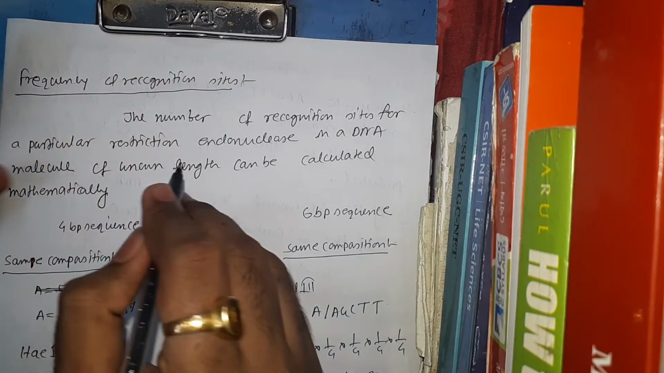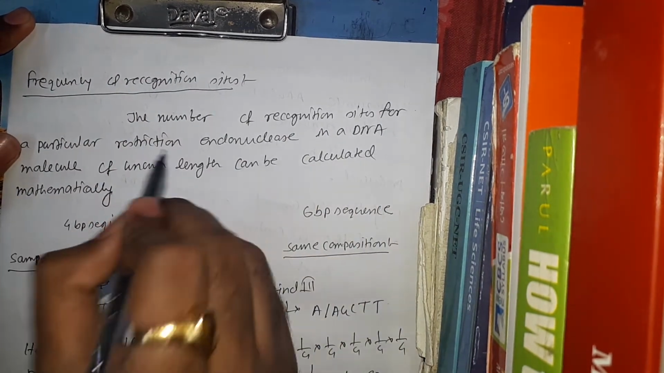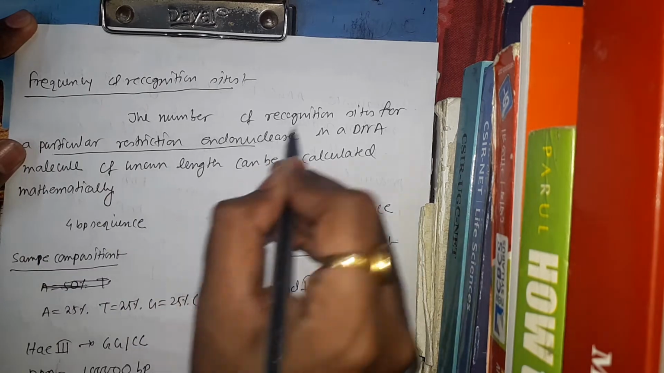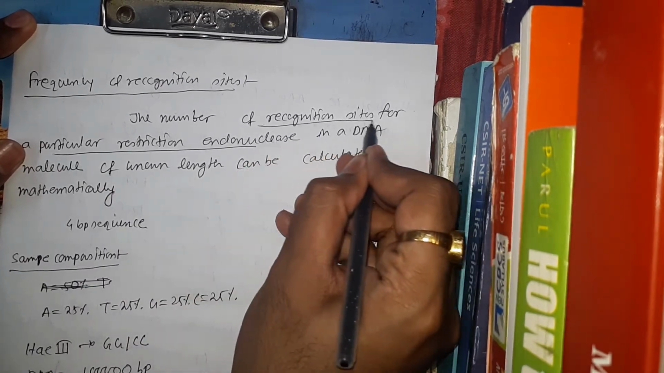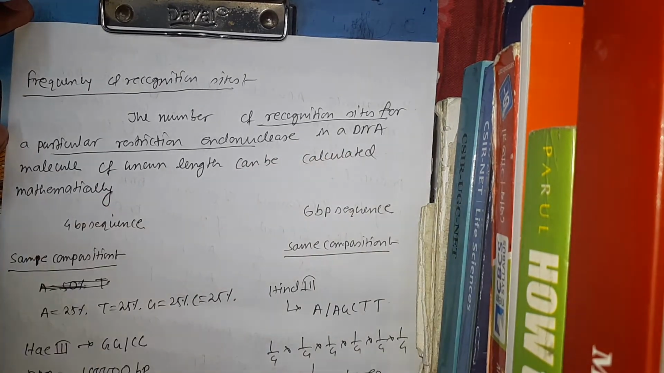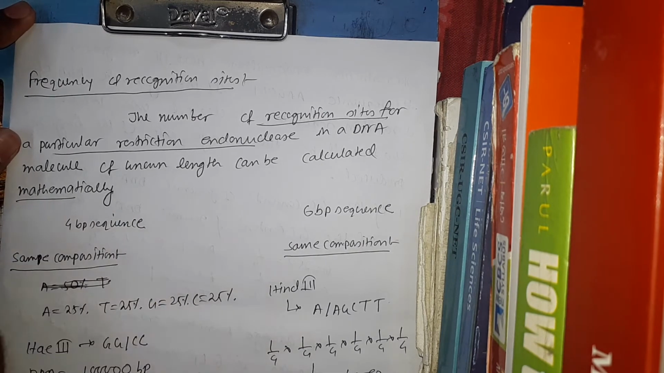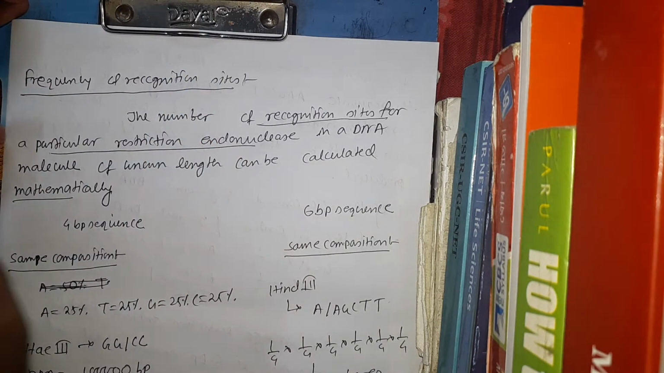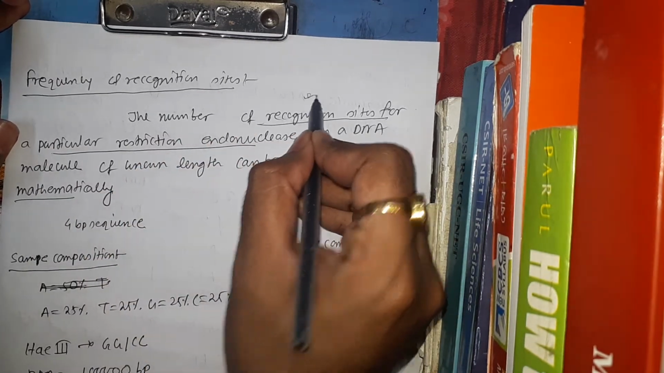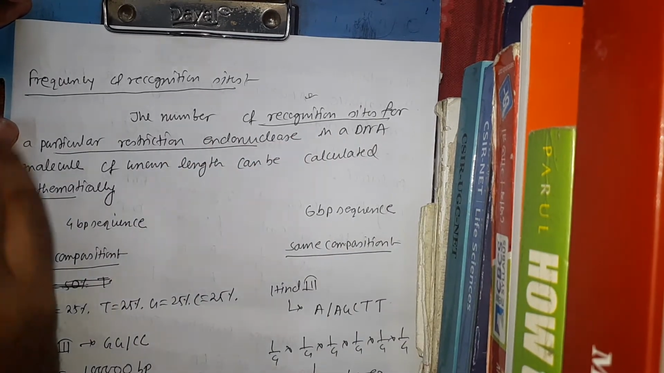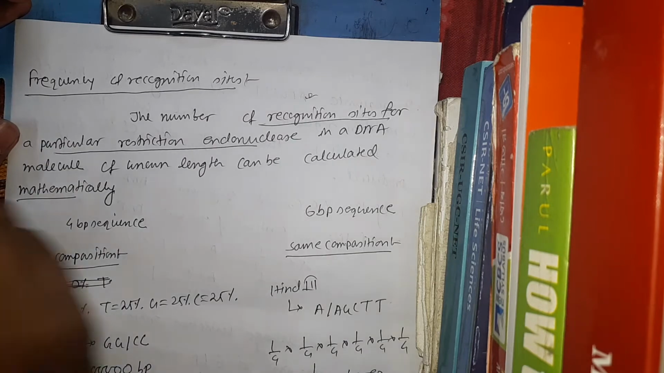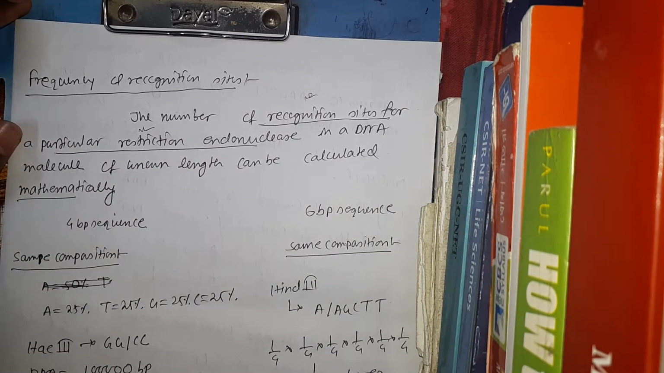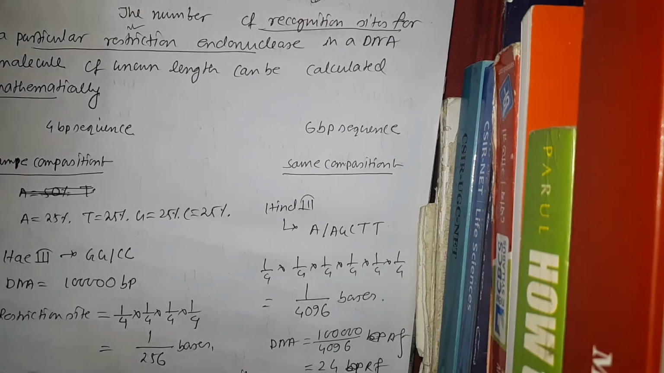The number of recognition sites for a particular restriction endonuclease in a DNA molecule of known length can be calculated mathematically. That is, how many recognition sites will be present in a particular chromosome that will be recognized and cut by the restriction endonuclease. So let's come here.